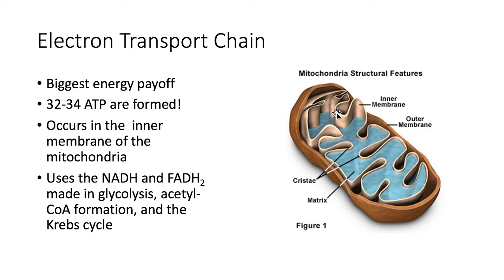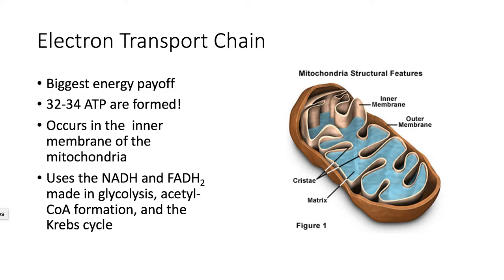If you remember from last time, the Krebs cycle took place here in the mitochondrial matrix, the middle of the mitochondria. And glycolysis didn't take place in here at all. If you remember, it took place out here in the cytoplasm. As mentioned, the NADH and the FADH2 we made earlier in glycolysis, acetyl-CoA formation, and the Krebs cycle, that is going to be used here in the electron transport chain.